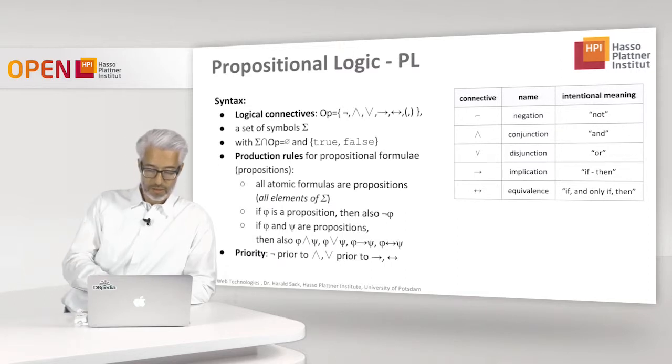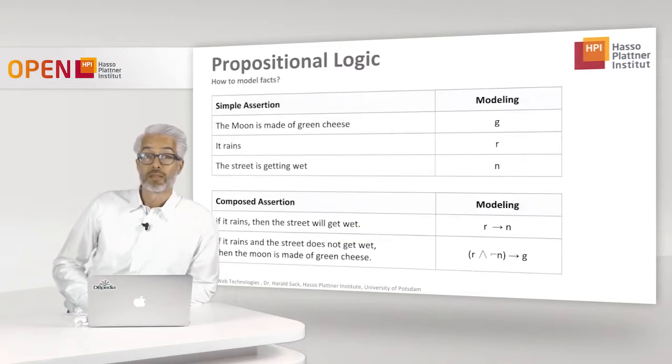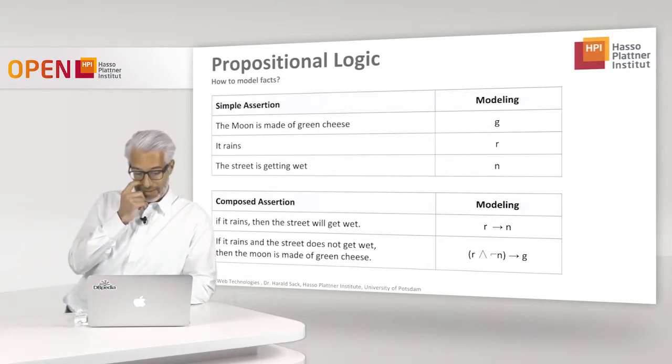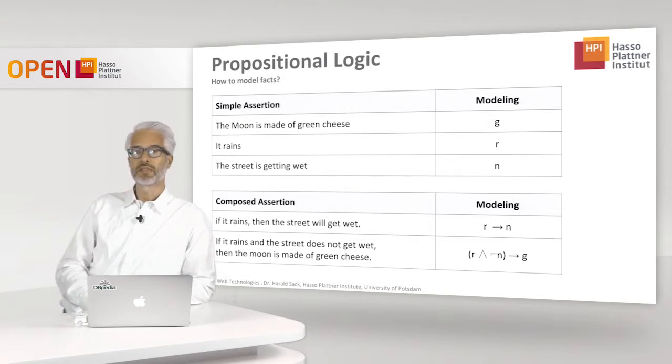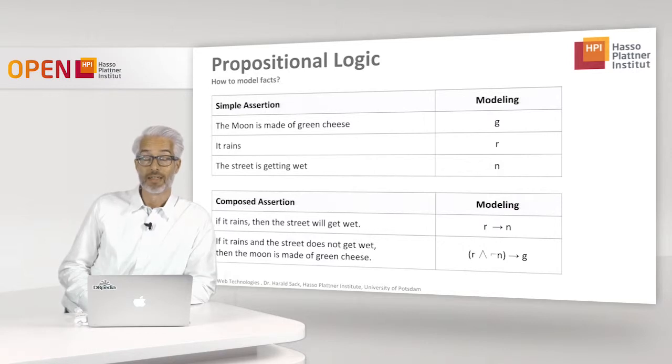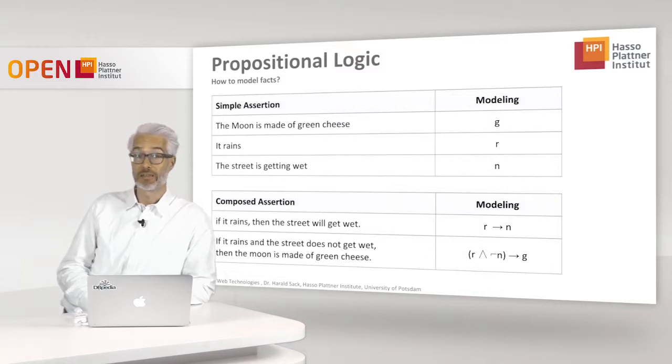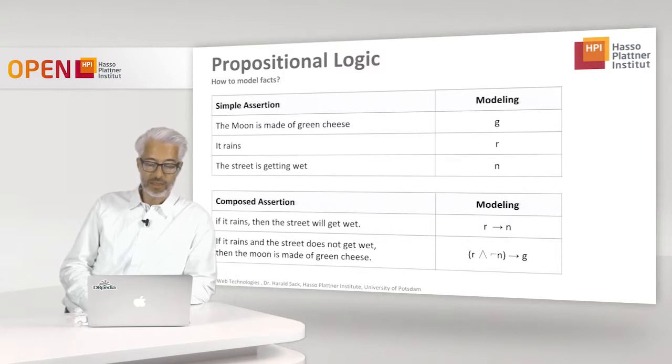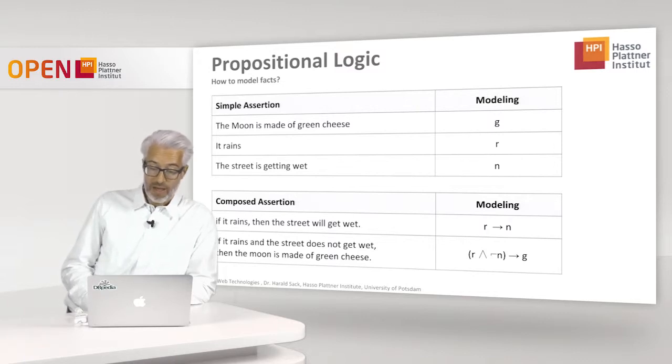Now come some examples. So let's have a look at our simple assertions here. The moon is made of green cheese will simply be modeled as an assertion which is called G. It rains, a simple assertion modeled as R, and the street is getting wet, a simple assertion modeled as N. And now we can compose them. So for example, we can say if it rains, then the street will get wet simply by R implies N. And we can say if it rains and the street does not get wet, then the moon is made of green cheese, which says if R and not N, then G.